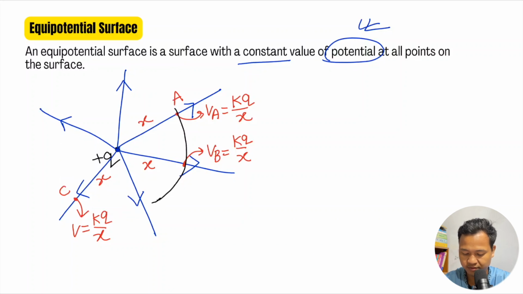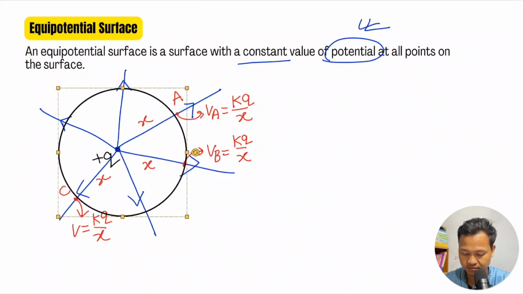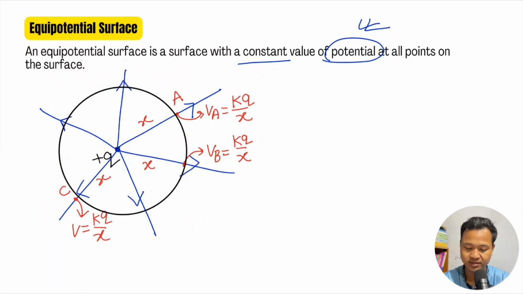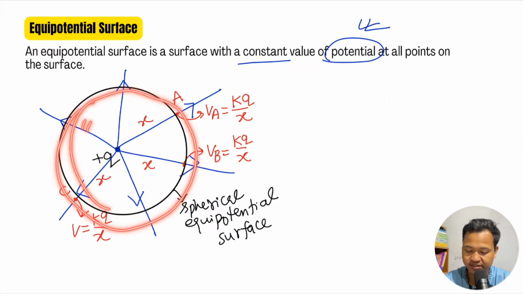Not a very bad drawing. I'll take help of this sphere to try to draw it perfectly. So this is a spherical equipotential surface. The equipotential surface due to a point charge is just spherical. So this is a sphere, on all sides.